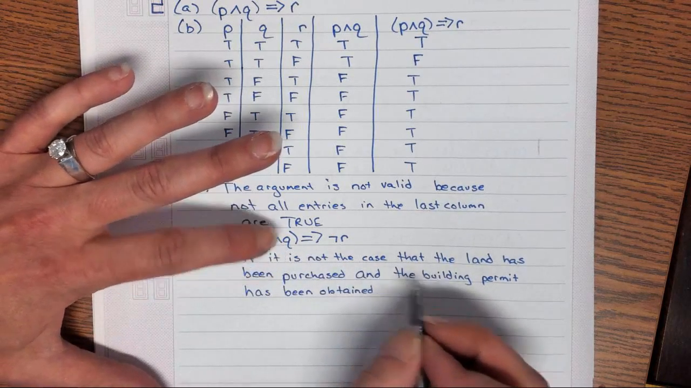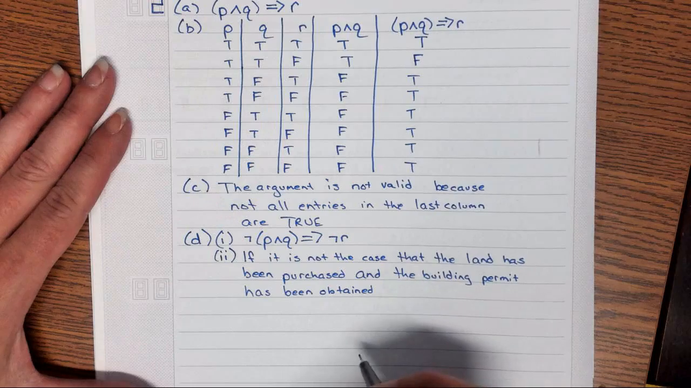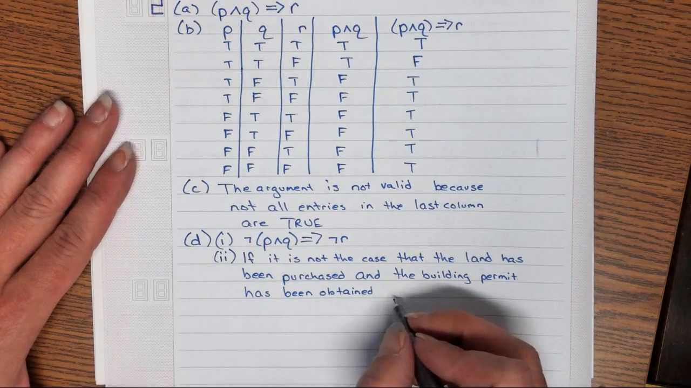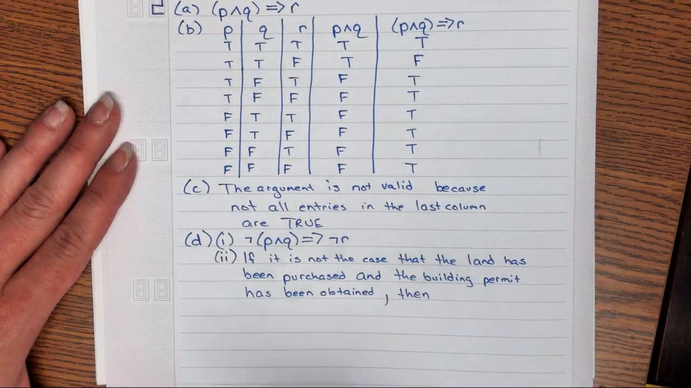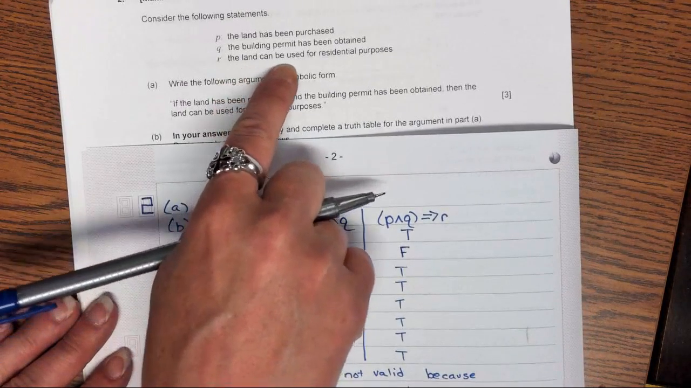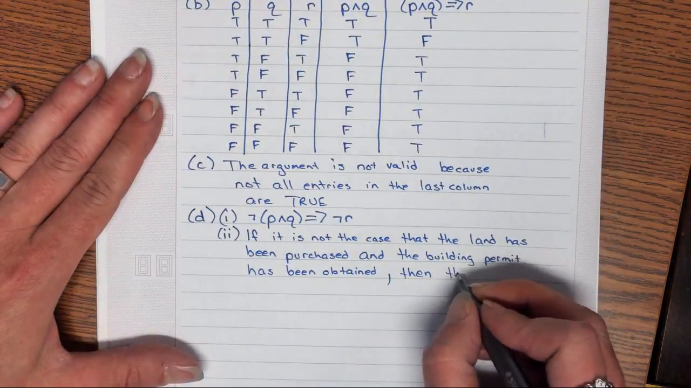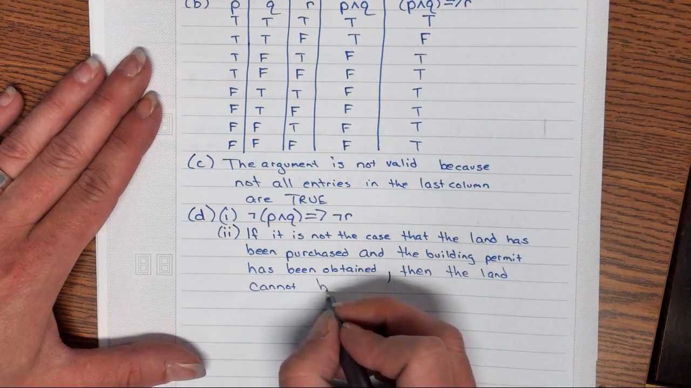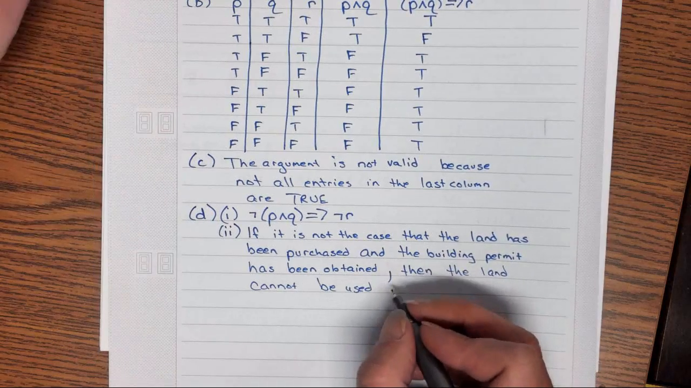So if it is not the case that the land has been purchased and the building permit has been obtained. So what we're really doing is saying what's not happening is that both the land was purchased and the building permit were obtained at the same time. If they weren't purchased and obtained at the same time, then we're negating R. Then the land cannot be used for residential purposes.